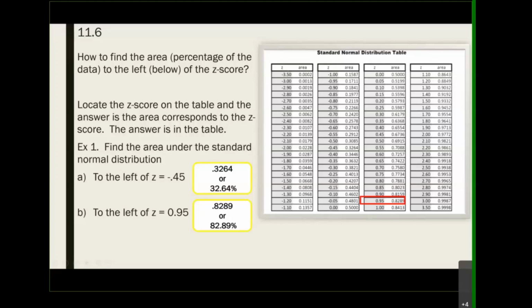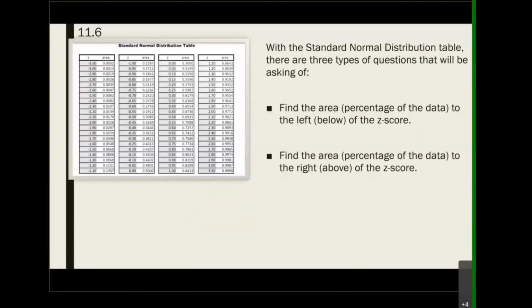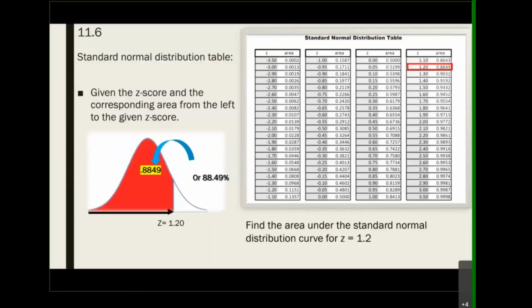The right column is the area, the area corresponding to the z-score on the left. Whatever the area label is up here, that's always the area to the left, right? The z-score is a different entity. The z-score is independent, and the area is the percentage of the data to the left of that z-score. So those two items are not the same, right?